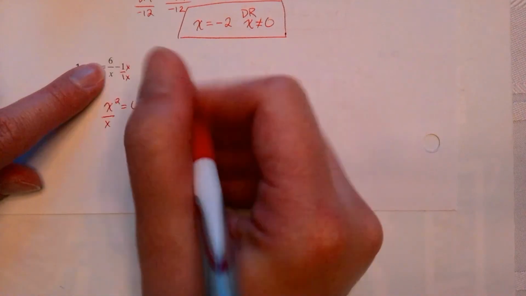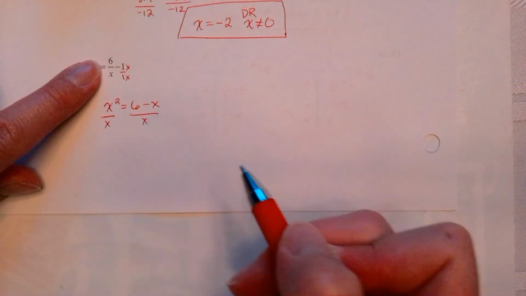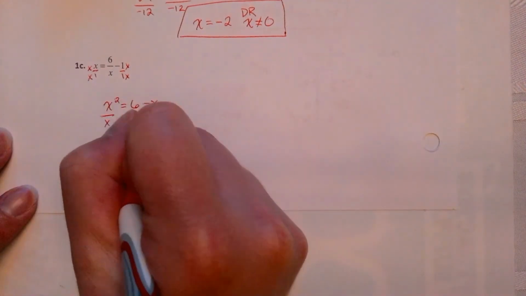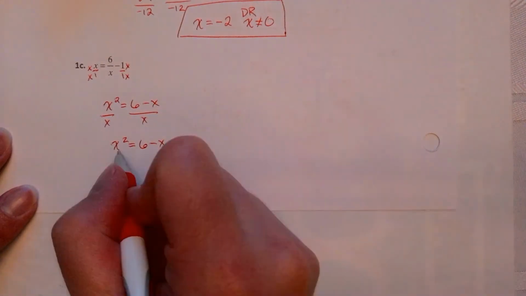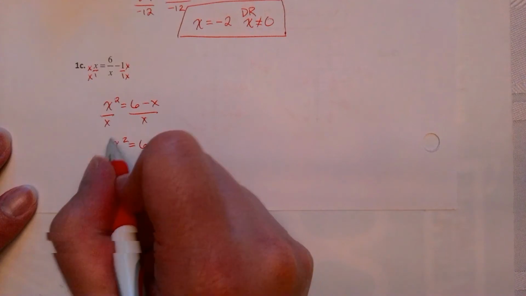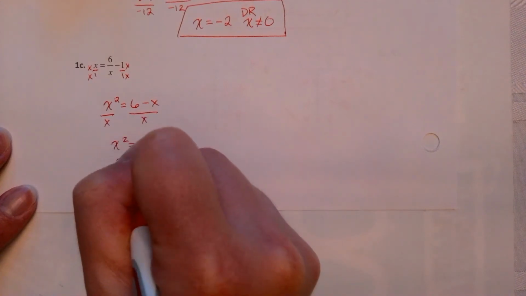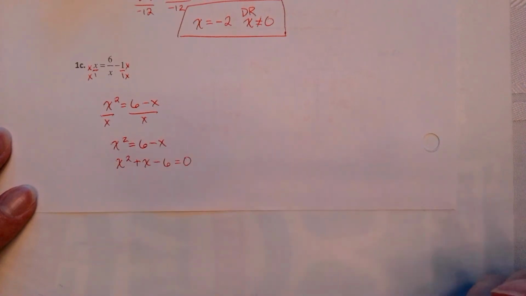I have x squared over x. Over here I had a common denominator of x, and I had 6 minus x. So here we see we have the same denominator, so let's set our numerators equal to each other. And you can see I do have a quadratic. I'm choosing to leave the x squared positive, so I'm going to add the x over. I'm going to subtract the 6, and again set it equal to 0.